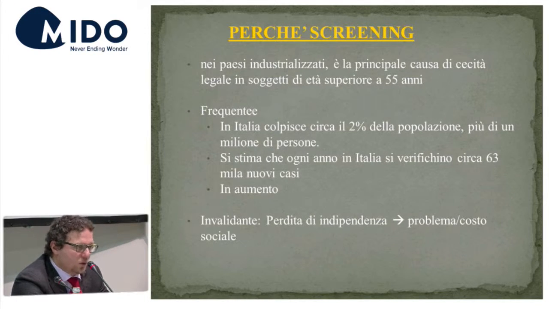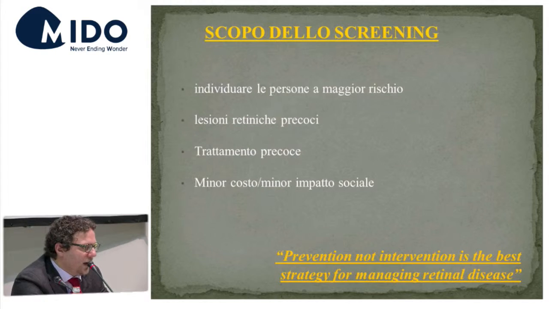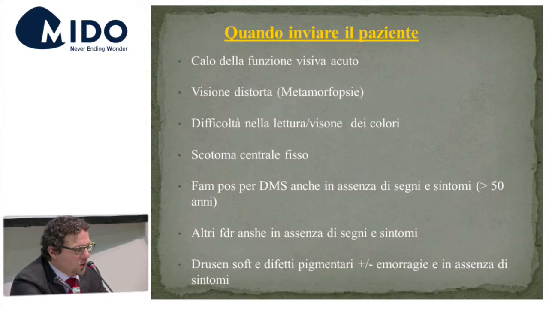Why screening? Because it's a highly frequent disease. It's a disabling disease with a cost-social benefit ratio which is quite high. By identifying risky patients and early lesions, you can have a population that is not so old. In the past, when you were 60 years of age, you were old, but now it's not so. And this population can keep on working and be self-sufficient.